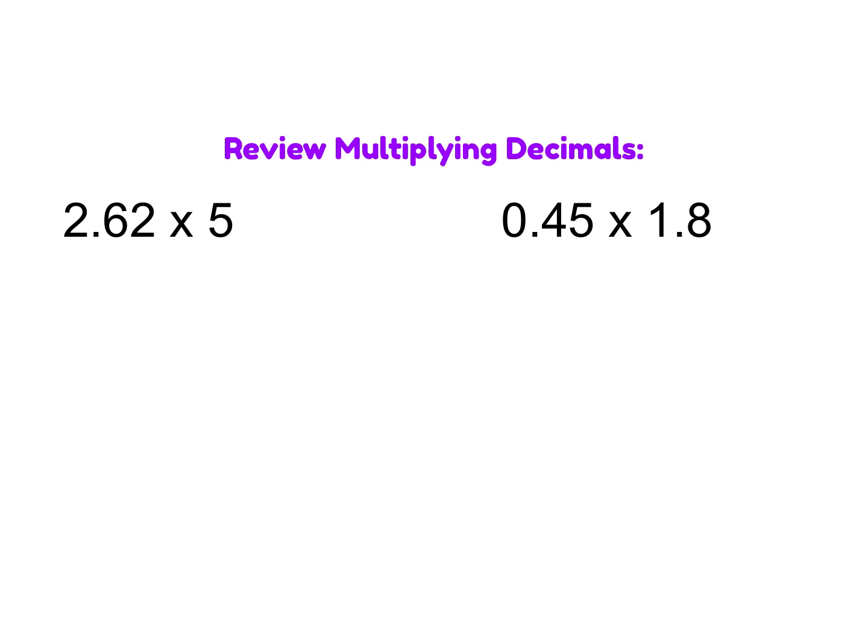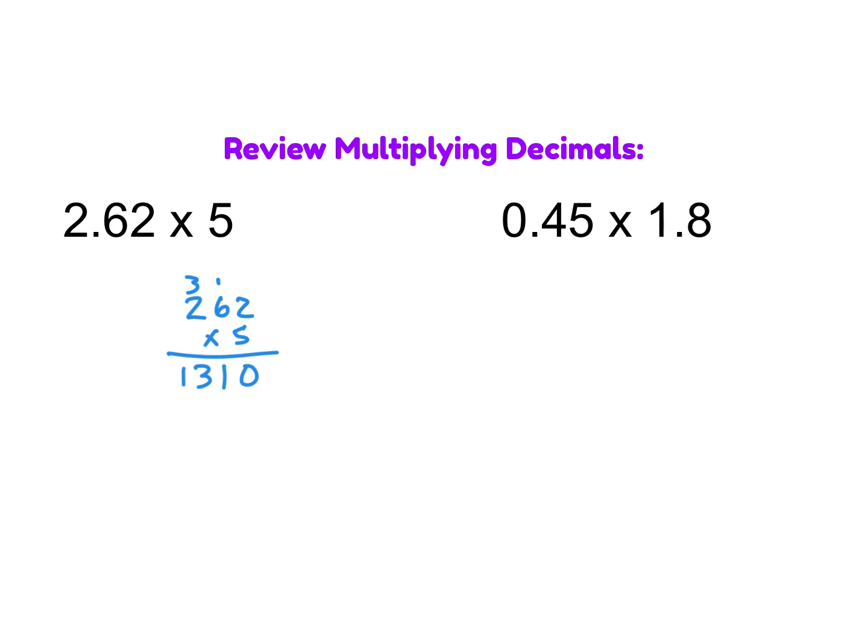So let's go ahead and multiply this as 262 times 5. I'm going to multiply just like I would any long multiplication problem. 5 times 2 is 10. 5 times 6 is 30, plus 1 is 31. 5 times 2 is 10 again, plus 3 is 13. Now, there's two ways to put my decimal into my answer.